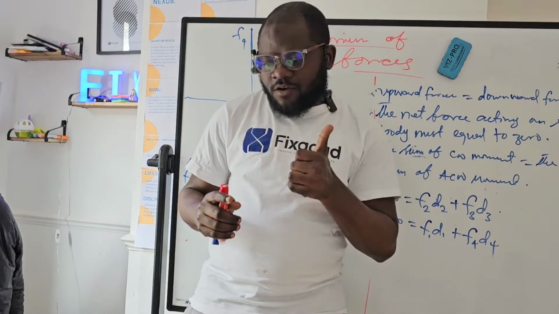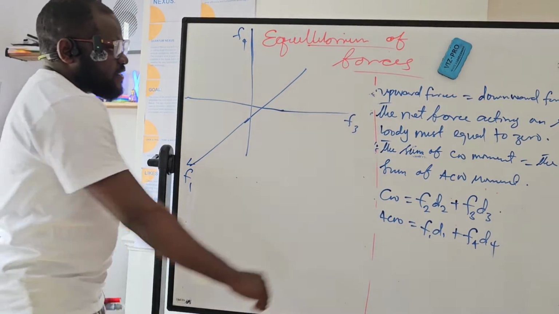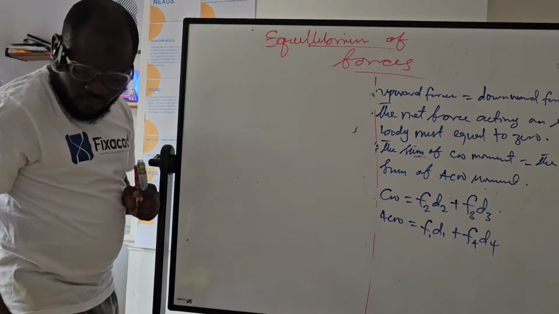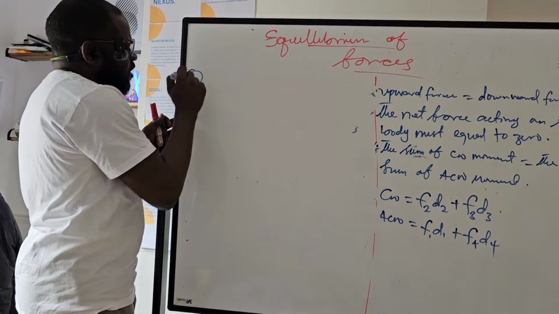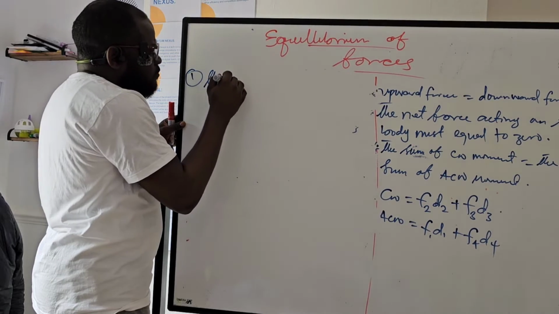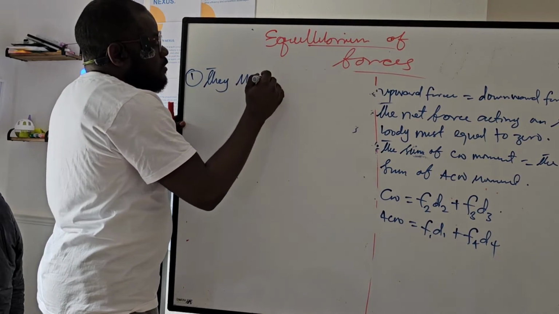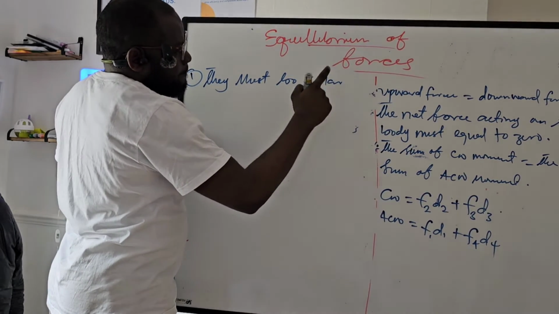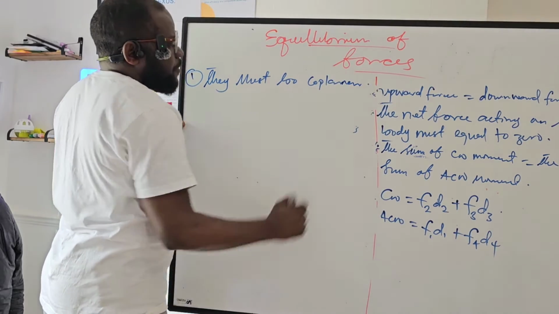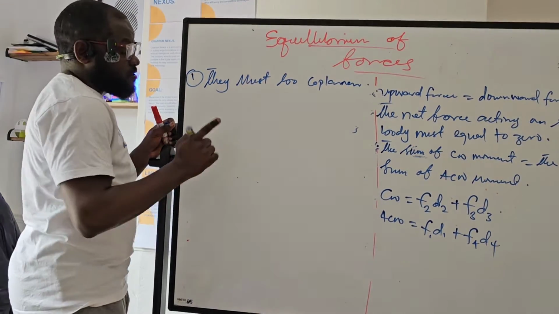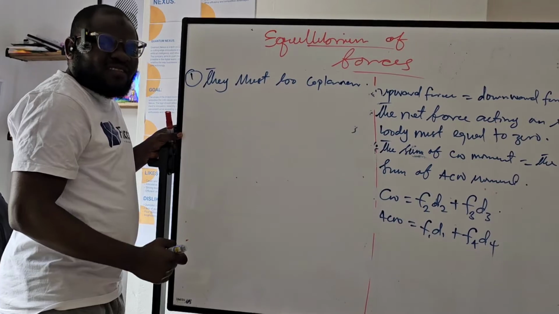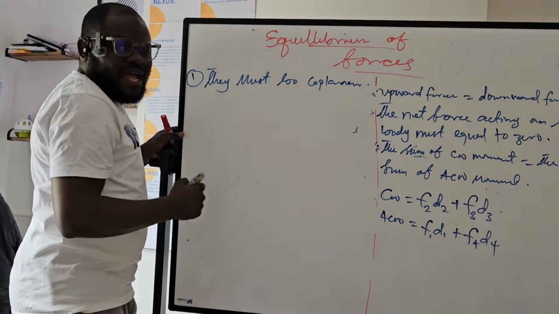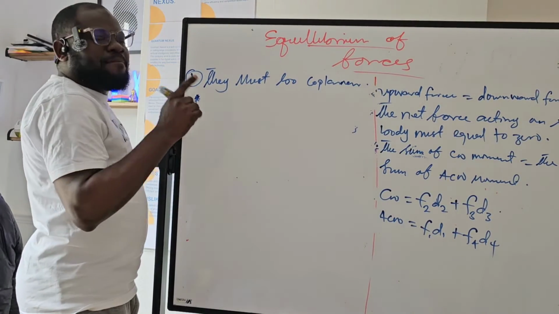So I believe it's clear. If it is clear, what are the conditions for the body to be at equilibrium? Number one, the first condition is that they must be, it is a must, coplanar. I don't know if that spelling is correct, but I'm sure it is. That English is too much, even for me. I'll break it down. When I say they must be coplanar, it means that they must not be parallel.